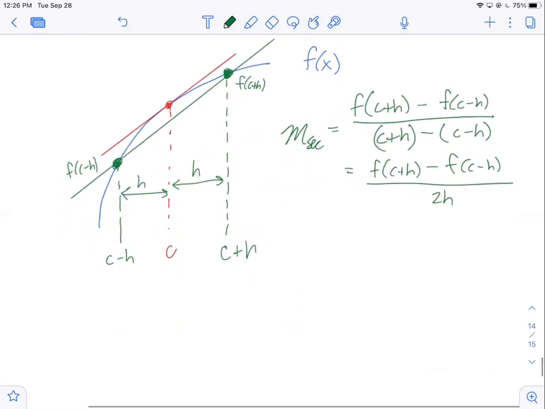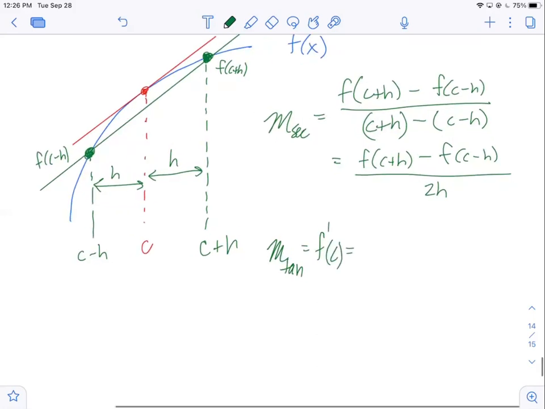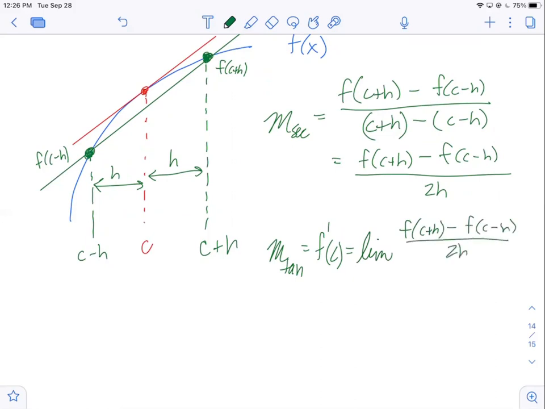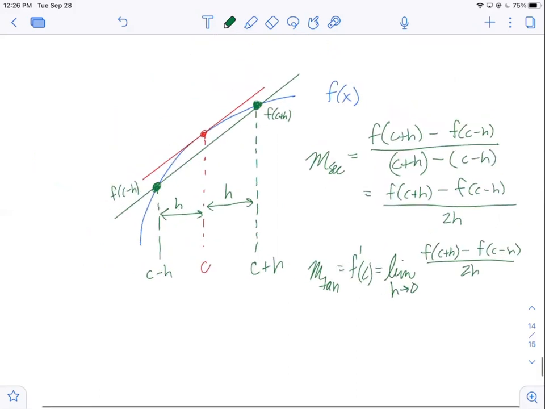Now, here's the magical step. Turn it into calculus. The slope of the secant line becomes the slope of the tangent line, which becomes f prime of C, if all we do is put the limit in front of this dandy of an expression. And of course, we let H go to what? 0, yeah.